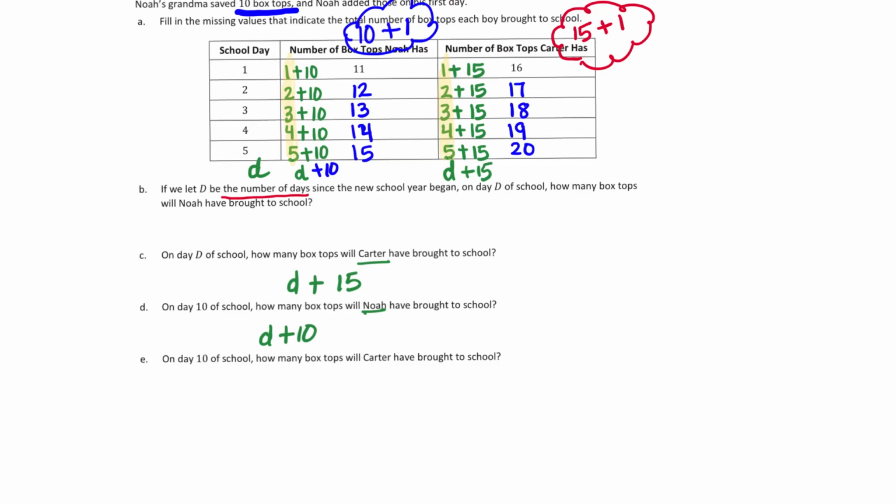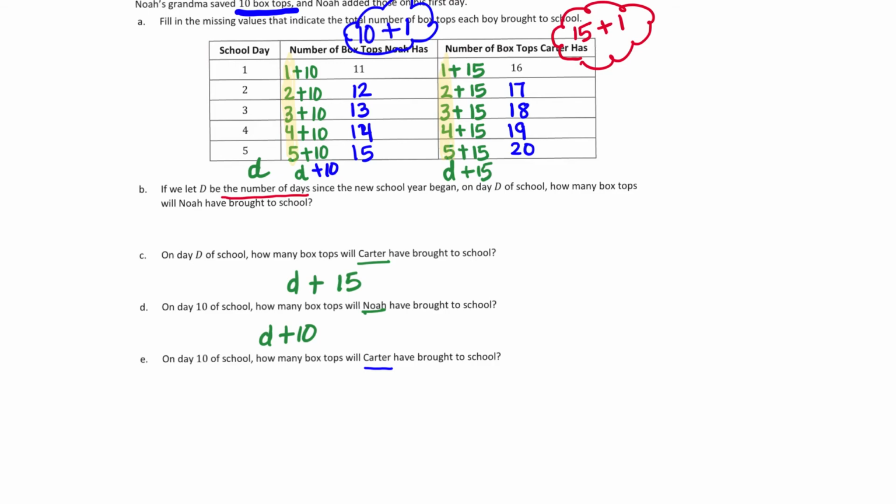On day 10 of school, how many box tops will Carter have brought to school? Now, if you want to complete the table, start going day 1, 2, 3, 4, 5, 6, 7, 8, 9, 10. Like we said before, that might be a little bit of work. But what if you organize yourself and use the expression? We want to know Carter. We already know the expression for Carter. It's just D plus 15.